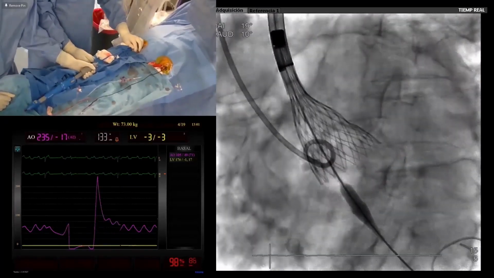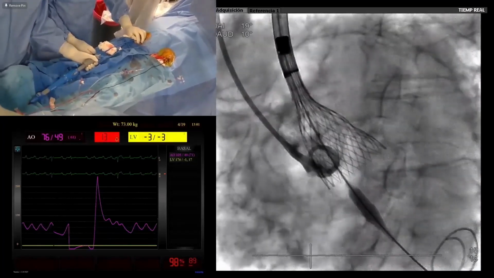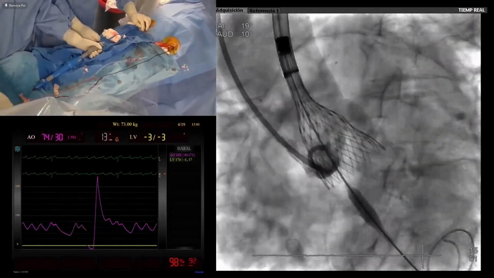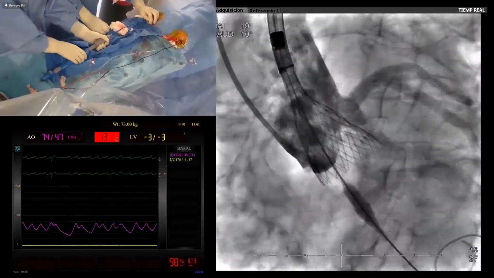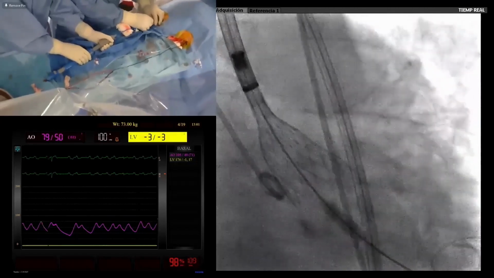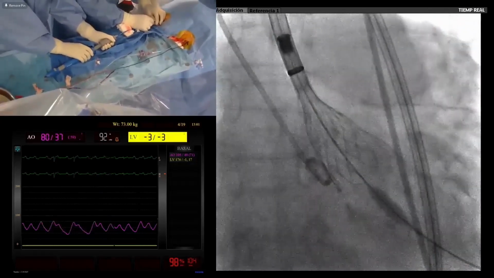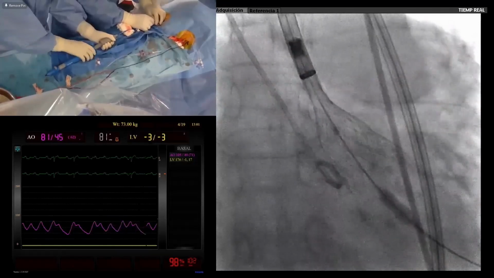I think we are too deep. We will do an additional attempt in the right position. Let's go to the right again, to see if we can achieve a better position. So we will go to 120 again, 120. Carlos, as fast as possible, closing.